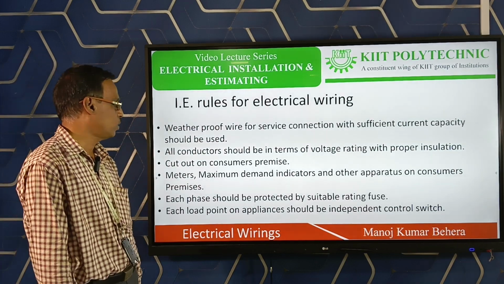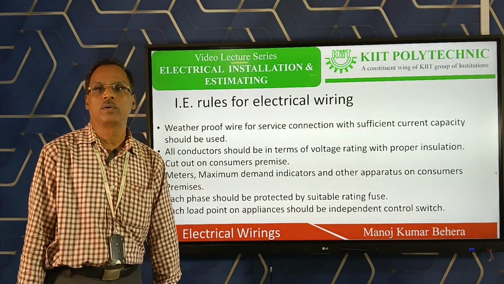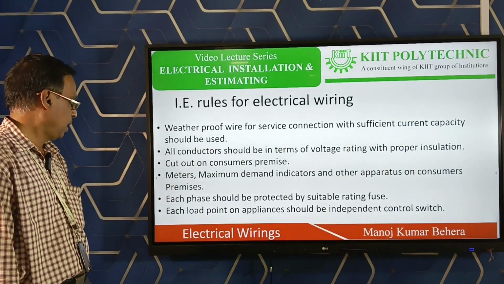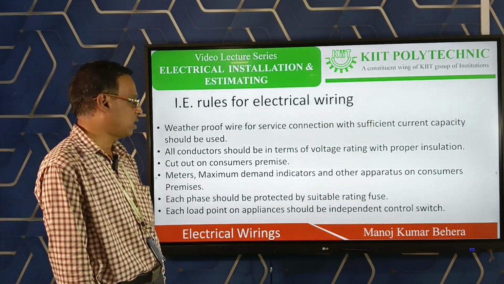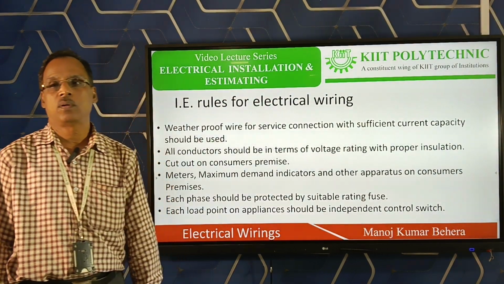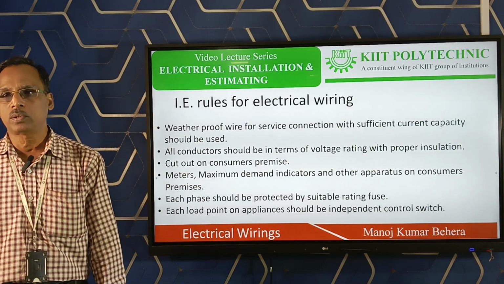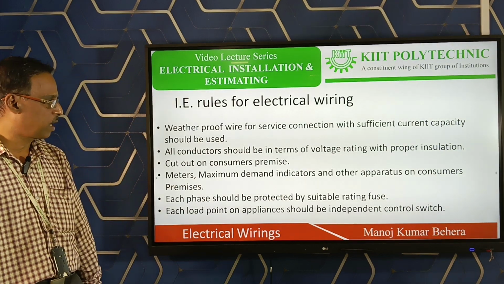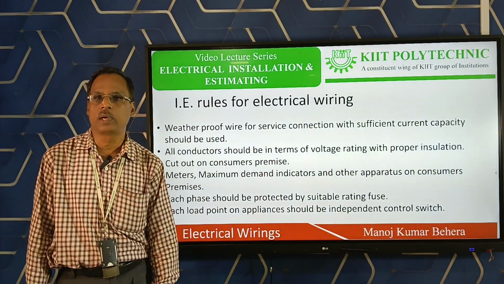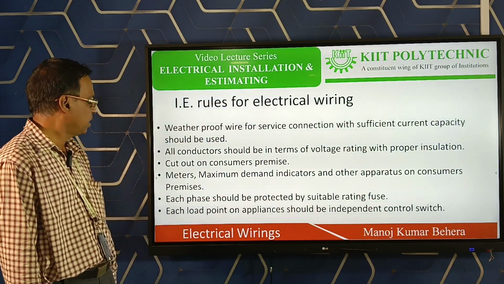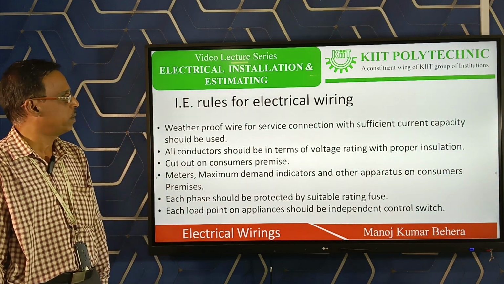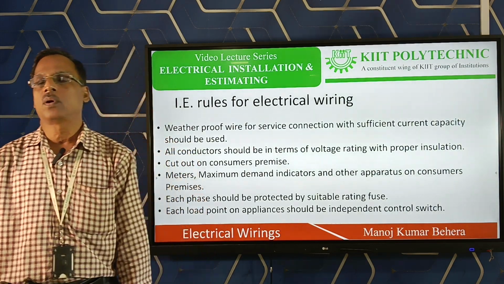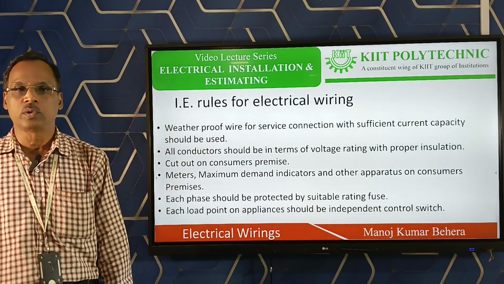Next, a cutout should be used on consumer premises. Cutout means a fuse of proper rating that should be used at the beginning of the wiring. Next, the meter, maximum demand indicator and other apparatus in the consumer premises. Generally the meter is used at the beginning of the wiring, and each phase should be protected by a suitable rating fuse. Each load point or appliance should have an independent control switch. For example, a bulb is a load and a fan is a load, so all of these should be controlled by independent switches.